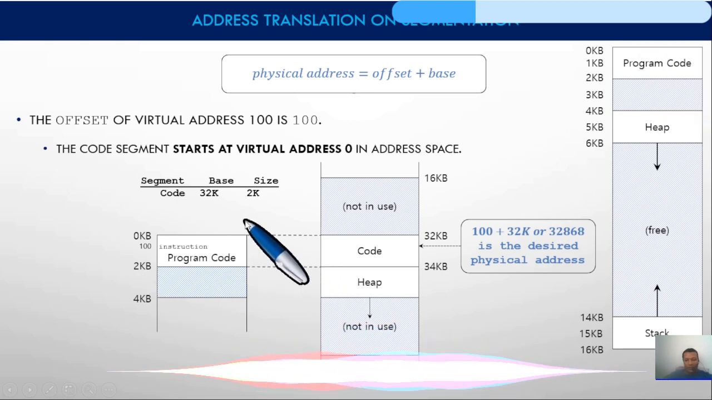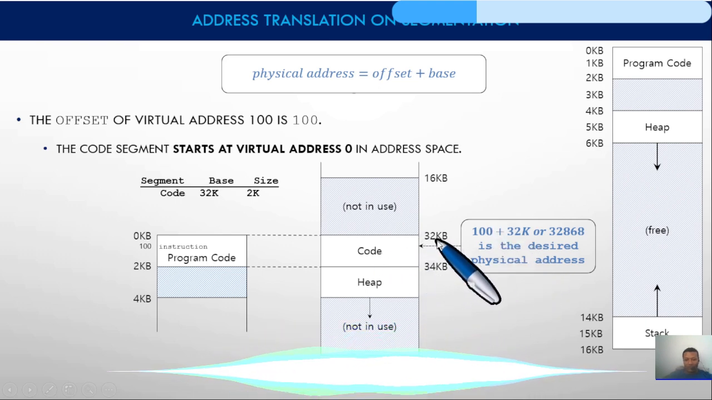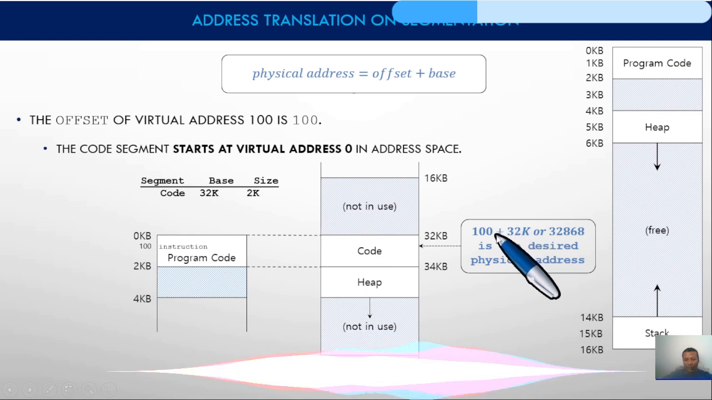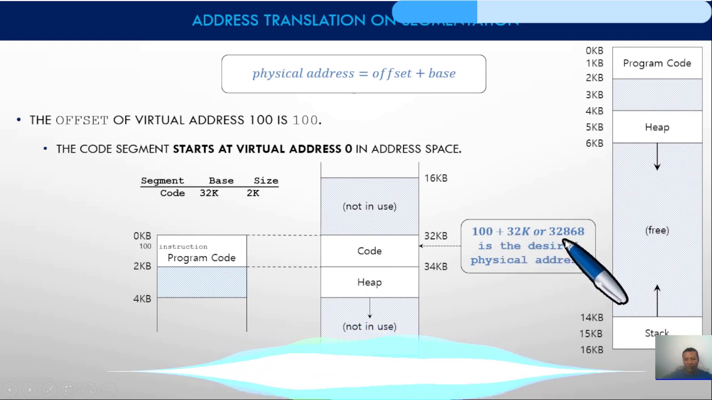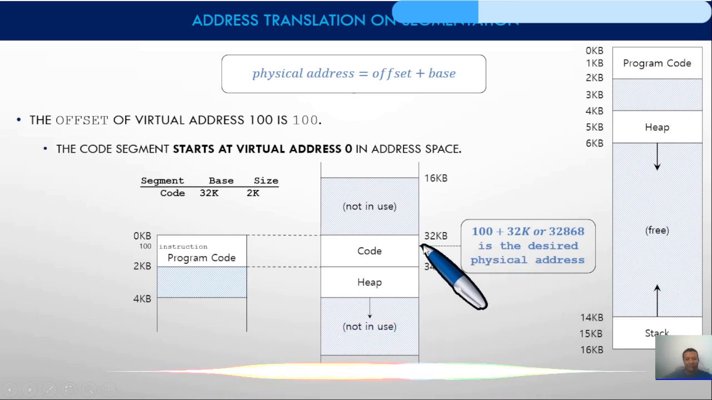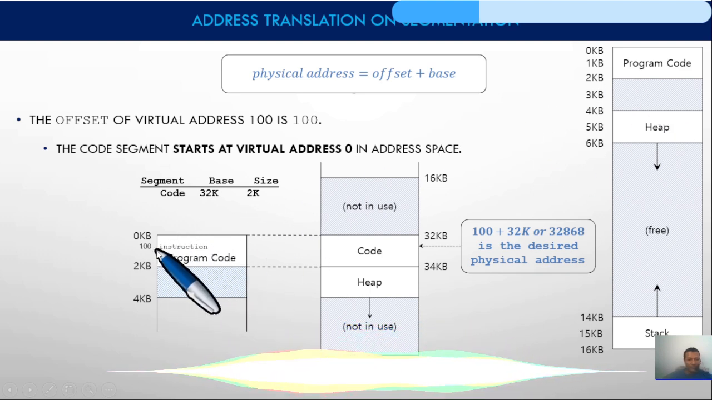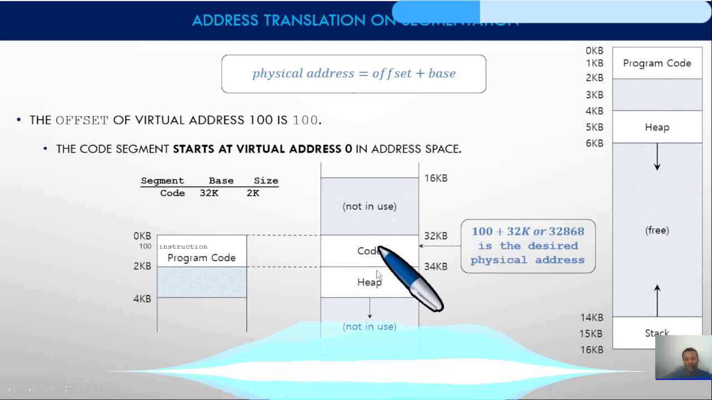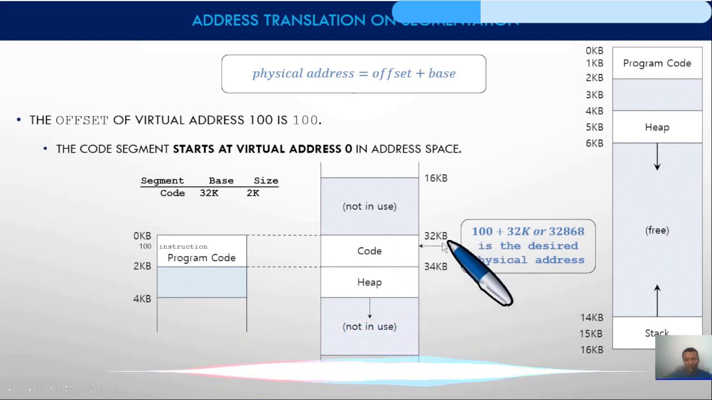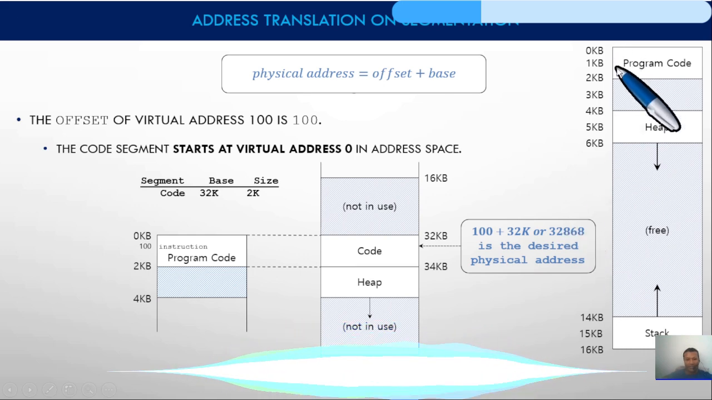So what we are going to do is 100 plus the base address for the code, which is 32 kilobyte. So 32 kilobyte plus 100 will be 32,868, the desired physical address of our virtual memory. In our virtual memory it is 100, but in physical memory the exact code is found at 32,868. This is the first case, offset plus base.